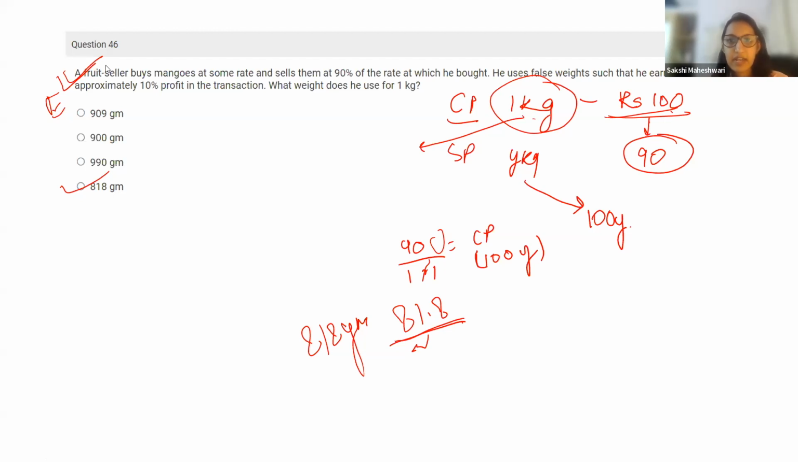Why 10% profit on 90? See, it's mentioned he's selling them at 90% rate. So I assume that he buys, for example, 1 kg mangoes at 100 and then he sells them at 90% rate, which is rupees 90. Then it's mentioned that he earns 10% profit in the transaction. So what will be the CP if he had earned 10% profit? That will be divided by 1.1. So that's where this comes from, 81.8.